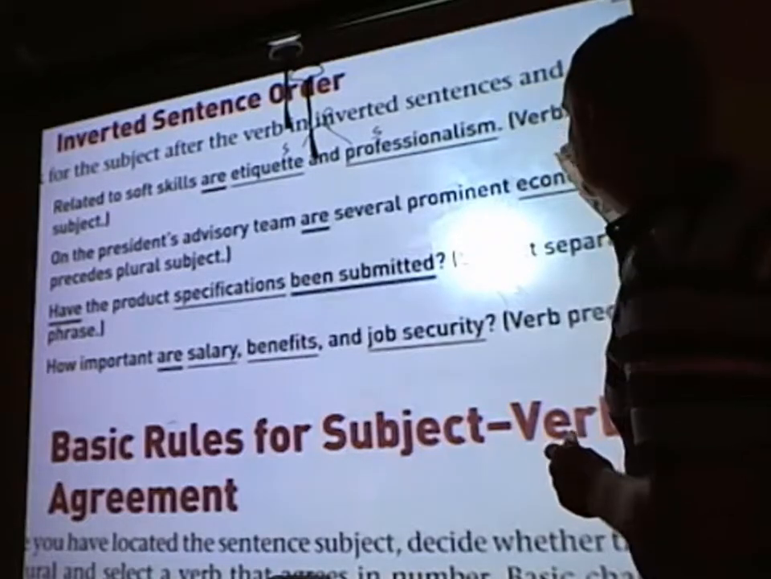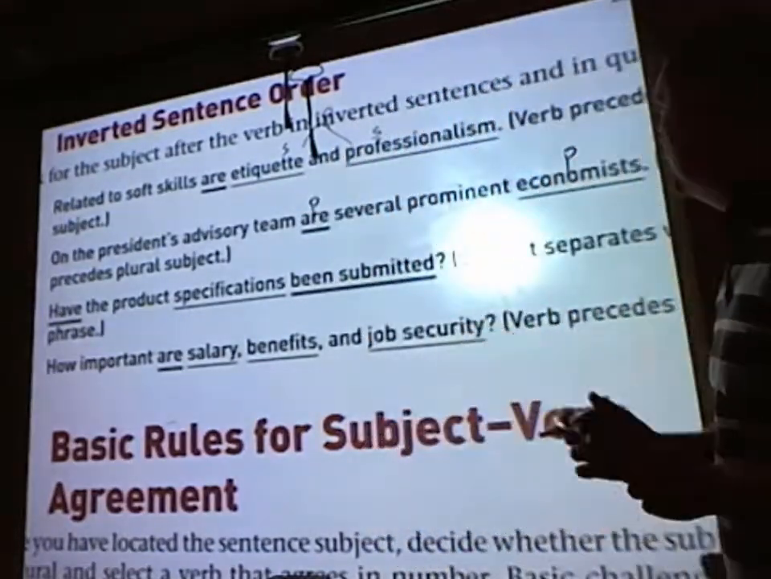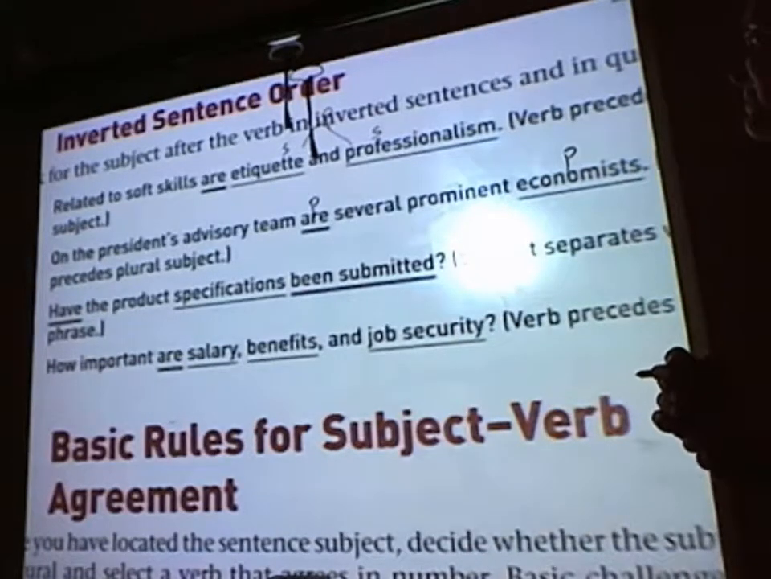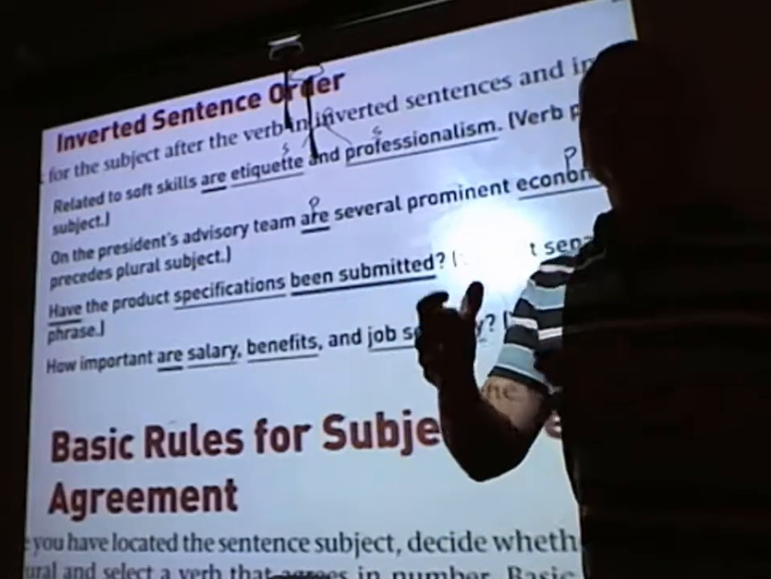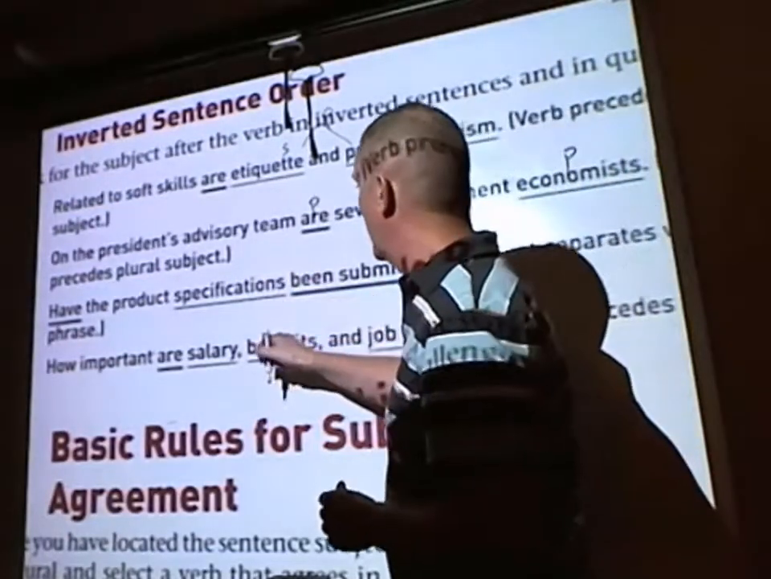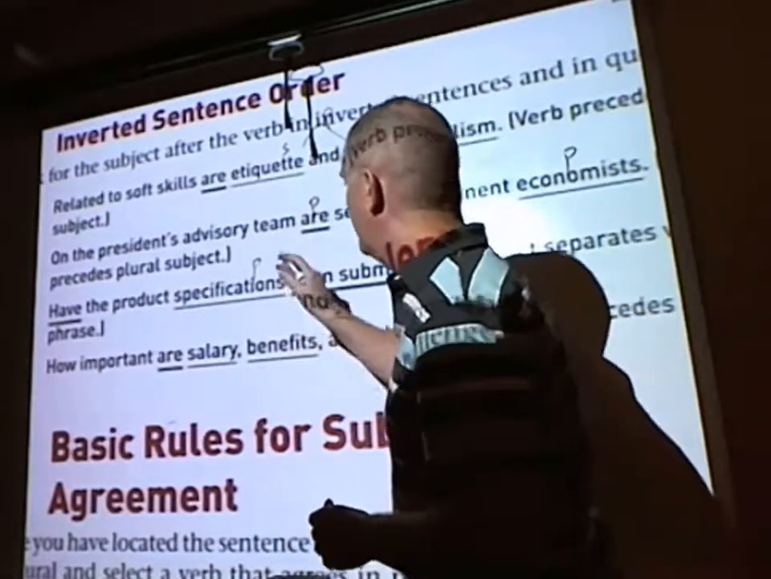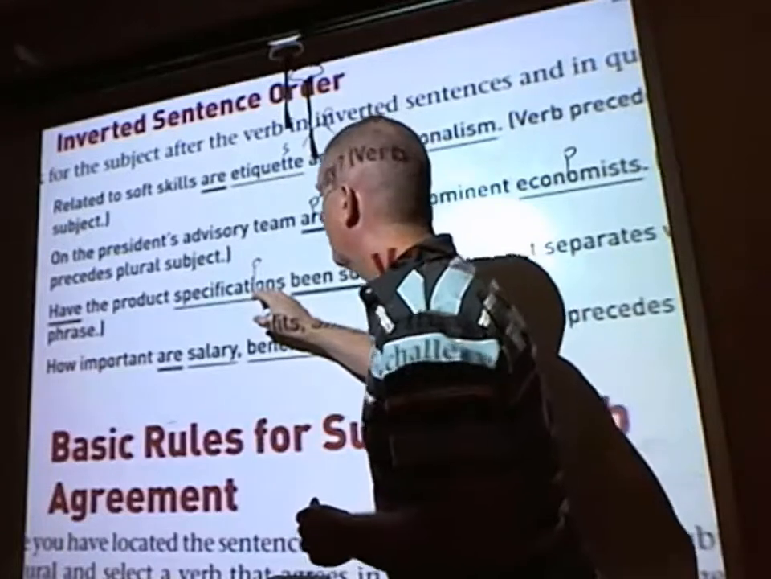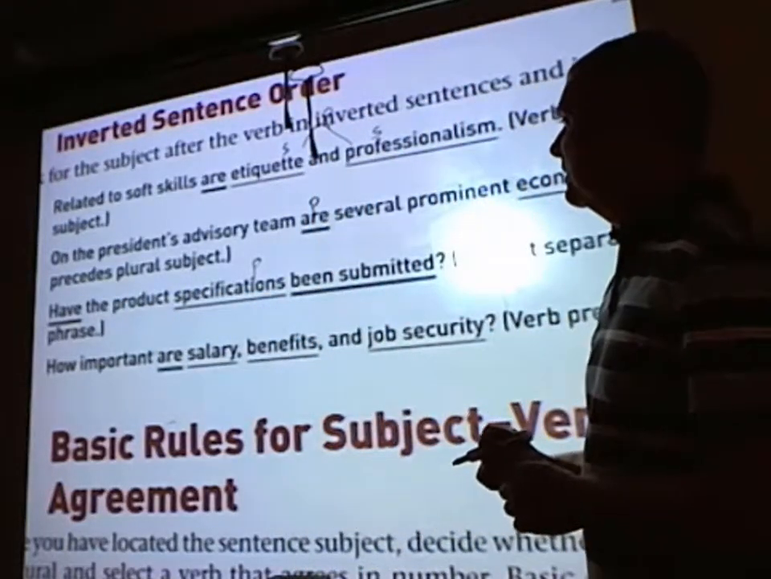Now, here is a question. Have the product specifications been submitted? All questions are inverted because it places the subject toward the end, which is specifications. It's plural. And for specifications, we need a plural verb, which is have been submitted. It would not be specifications has been submitted, but have been submitted.